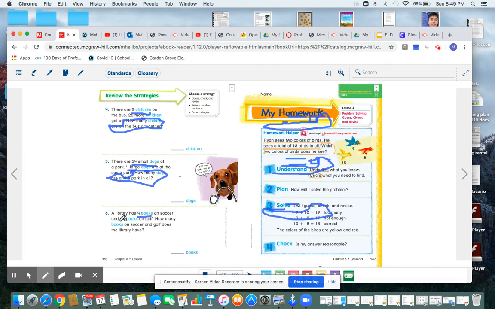A library has 4 books on soccer and 61 books on golf. So 4 books on soccer, 61 books on golf. How many books on soccer and golf does the library have altogether? So go ahead and add those to get your answer.